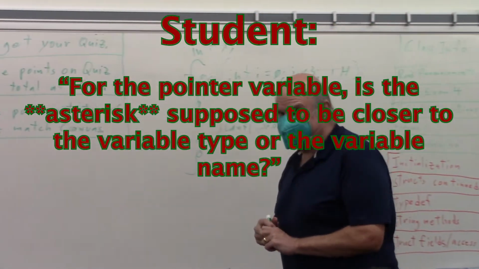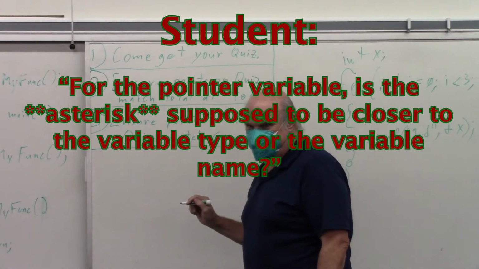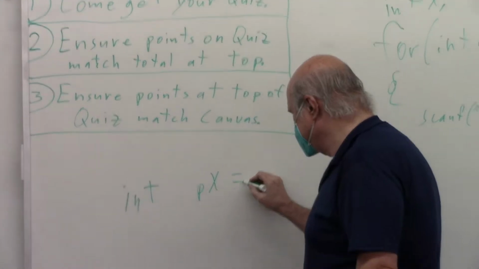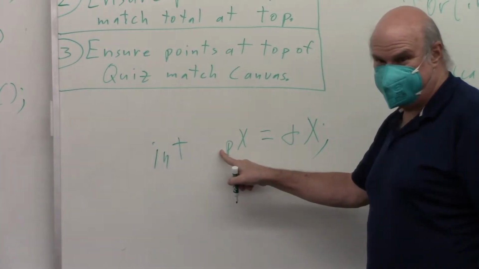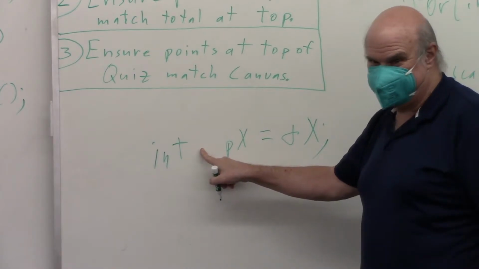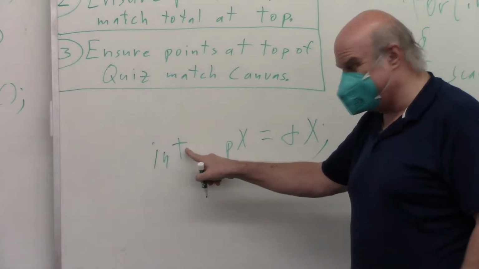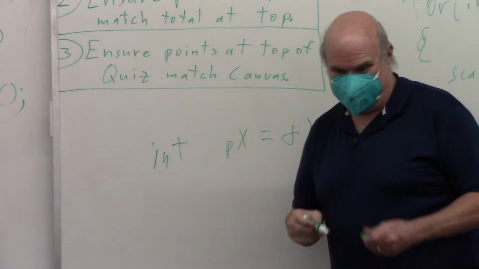Question? For the pointer variable, do you put the star closer to the variable type or the name? The question is, do you put the star here or the star here? It won't matter, as long as you only put one. You can put it right next to that, or right next to that, or right there. It won't care.